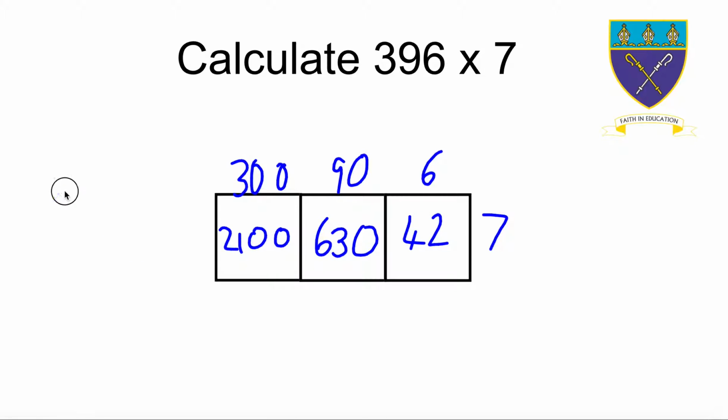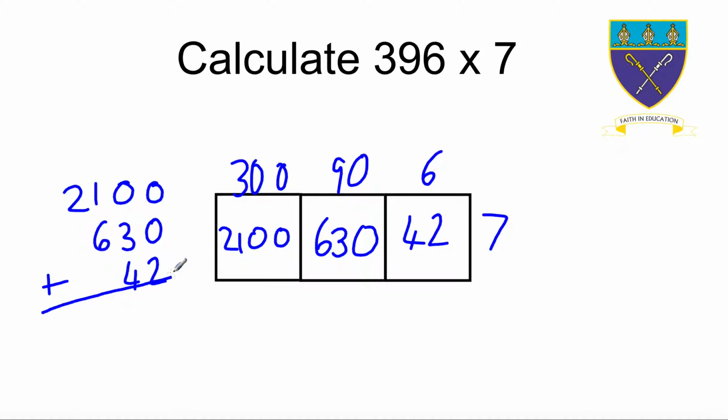Next, I must add these in column addition. So 2,100, now this is my thousands column here, so when I write the 630, that 6 must go under the 1 to keep them in the correct columns. So 630. And then the 42, now that mustn't go under the 6 because that's hundreds. Let's go by there. 42.